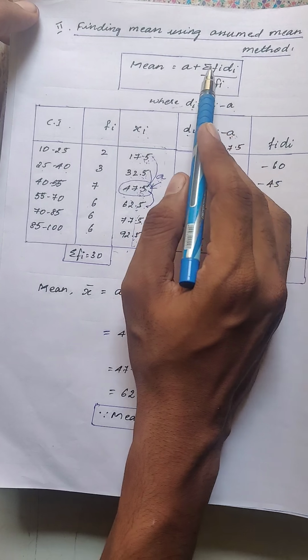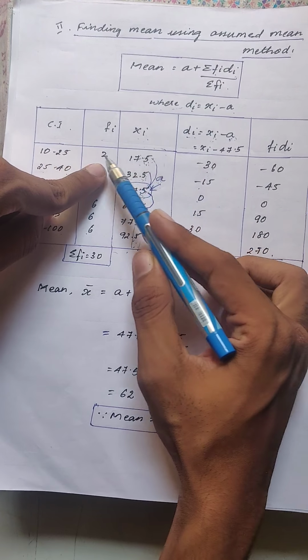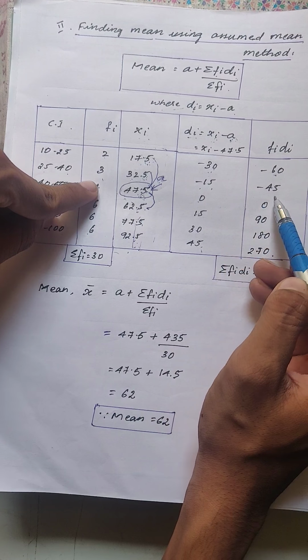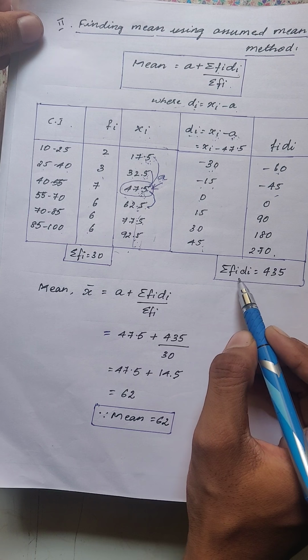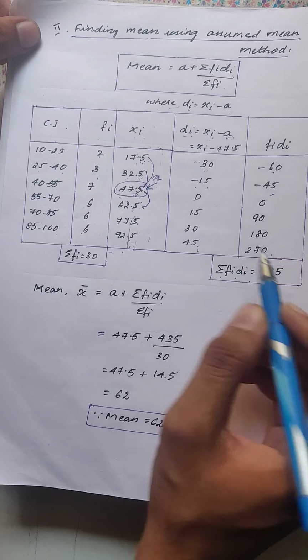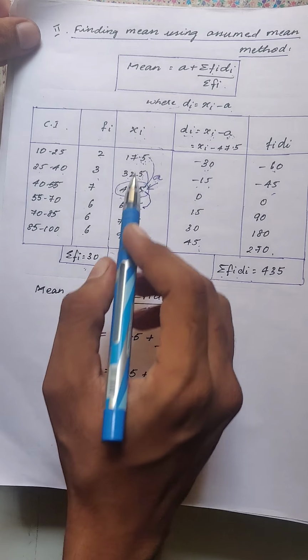Then in the formula we have fi di, so we have to multiply fi and di. So 2 into minus 30 will be minus 60, 3 into minus 15 will be minus 45. Similarly, generate all the values of fi di. The total of all these is sigma fi di, and the total of all the fi values is sigma fi. These two are required in the formula.